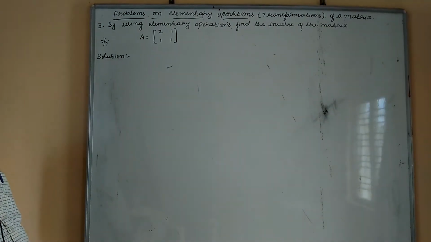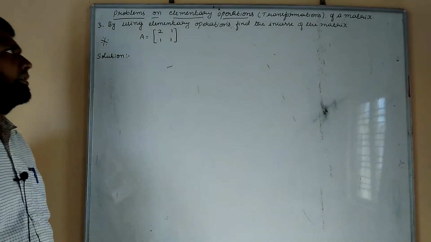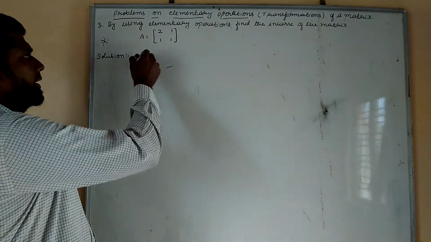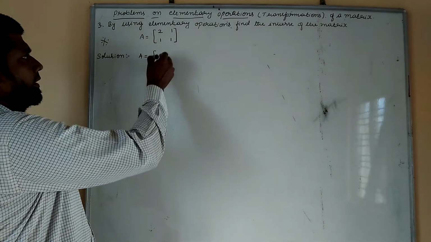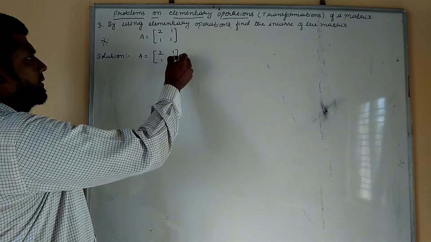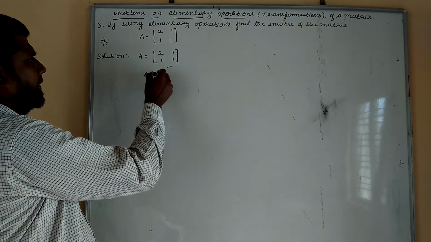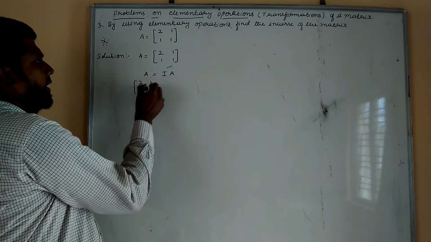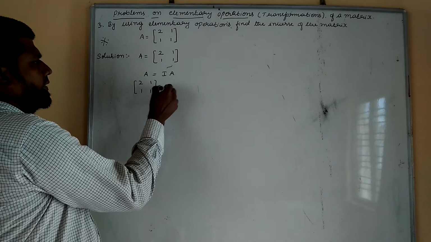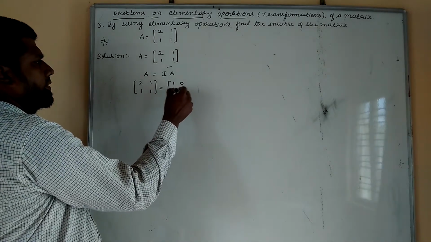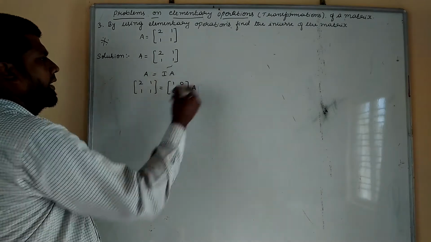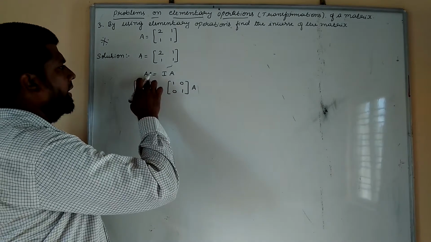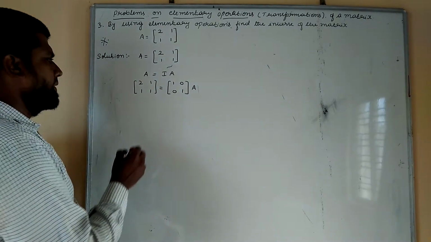Let us go for the third problem by using the elementary operations. Find the inverse of the matrix. He has given the matrix A = [2 1; 1 1] of order 2 cross 2. Let us take A = [2 1; 1 1]. Then write A = I into A, so A = [1 0; 0 1] into A. Our intention is to make A an identity matrix.